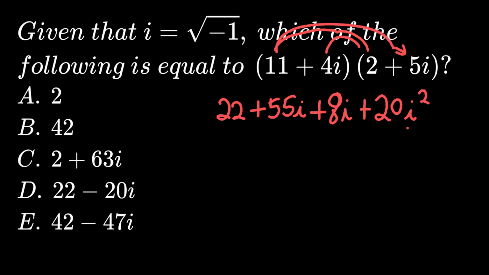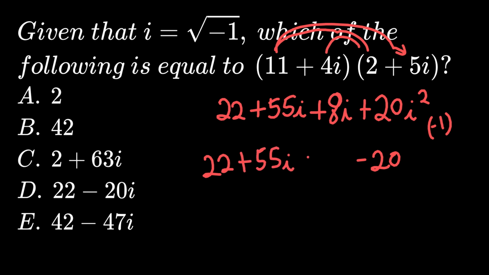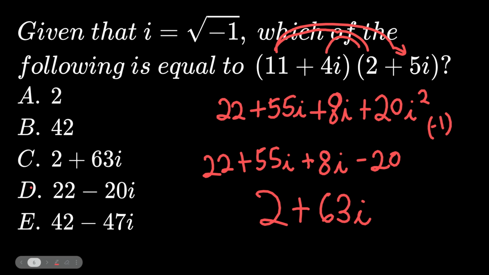Now remember, what is i squared? i squared is negative 1. So when I take negative 1 and multiply it by 20, I'll get negative 20 instead. So I'll have my remaining parts of this expression that I'll write in here. And when I add together 22 and negative 20, that'll leave me with just 2, and then 55i plus 8i should give me plus 63i. So 2 plus 63i is my correct answer.